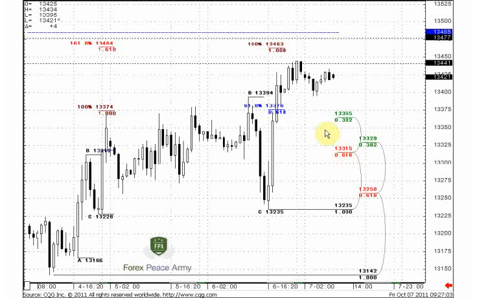Okay, so good luck to you today. Keep your risk reasonable and pull the triggers only if you see the real patterns and have absolute confidence in entering the market.